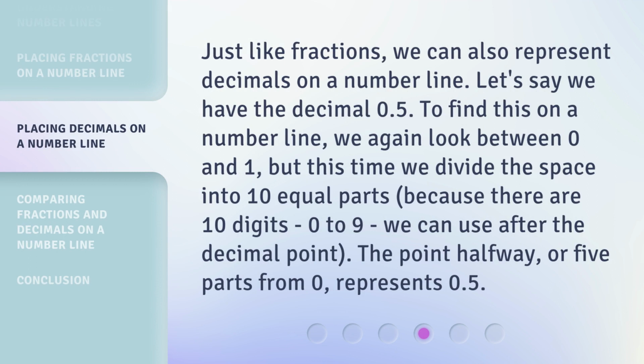Just like fractions, we can also represent decimals on a number line. Let's say we have the decimal 0.5. To find this on a number line, we again look between 0 and 1. But this time we divide the space into 10 equal parts. Because there are 10 digits, 0 to 9, we can use after the decimal point. The point halfway, or 5 parts from 0, represents 0.5.